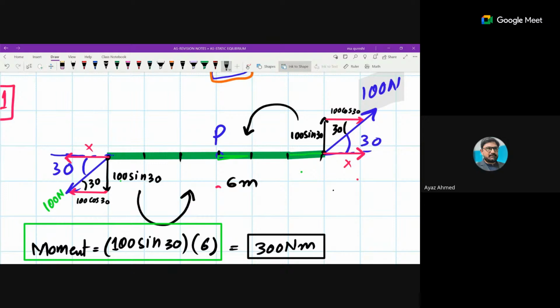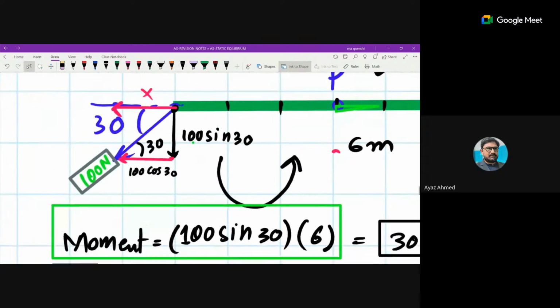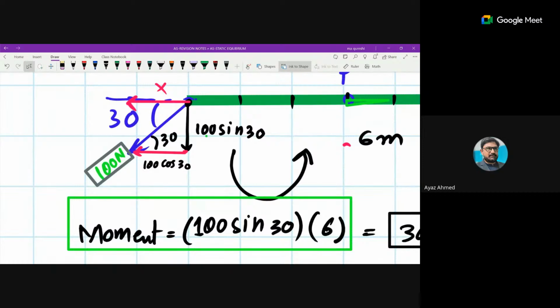For example, at this rod there are several forces. One force is 100 Newton, and then this is another force, again 100 Newton, acting at a certain angle. Did you see? That is acting at 30 degrees with the horizontal. So I have to find the perpendicular force, and to do that I have to resolve this from both ends.